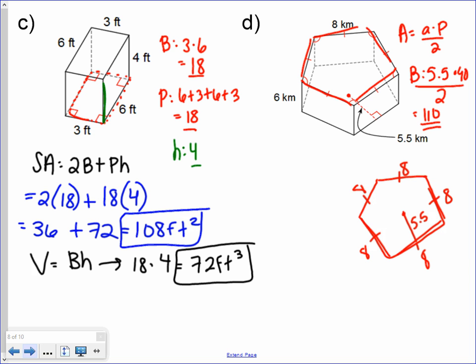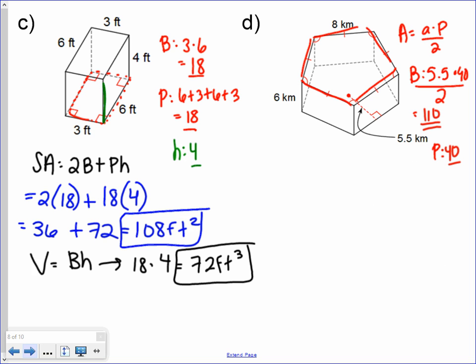Your capital P you already found. Your capital P is the perimeter of the base. You already found that. It was this number, 40. 8 times 5 sides. And then your H, your height, is the distance between the bases. The distance between the pentagons is 6. So capital B, again, is the area of the base. Capital P is the perimeter of the base. Not of like the entire shape or anything, just of the base. So if it helps you to redraw the base on its own, not in a three-dimensional figure, you could do that.